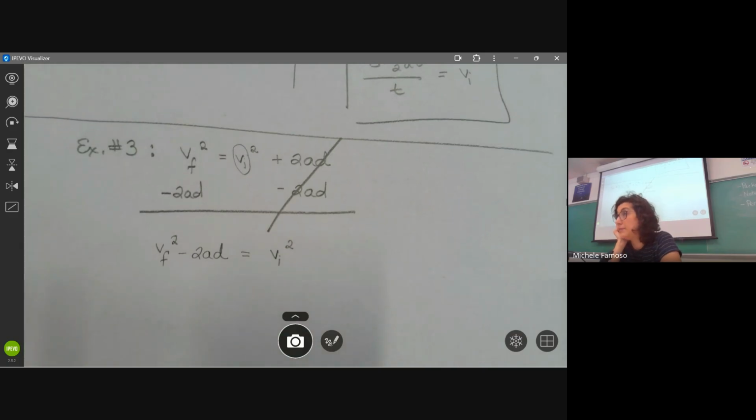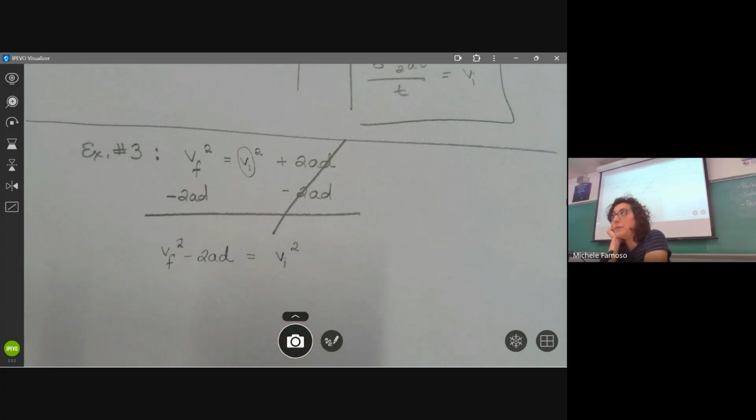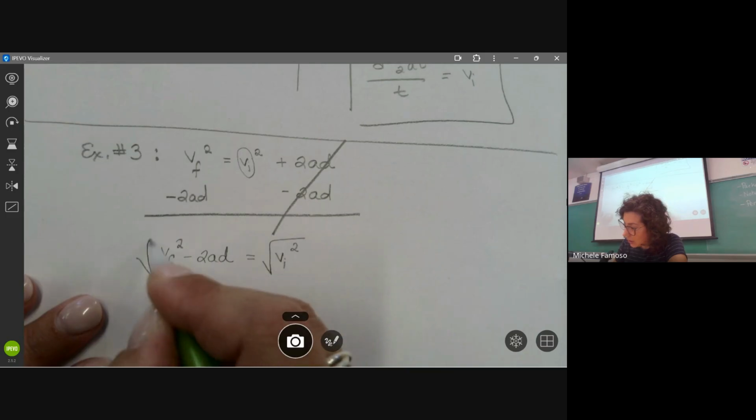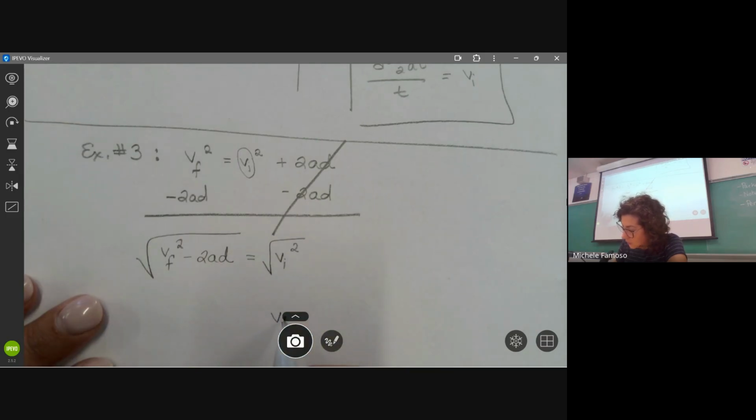Now, I'm not done. I know the VI is by itself over here, but there's a square on it. I got to get rid of the square. What do you do to get rid of the square? Go ahead, square root it. So VI is the square root of VF squared minus 2AD.